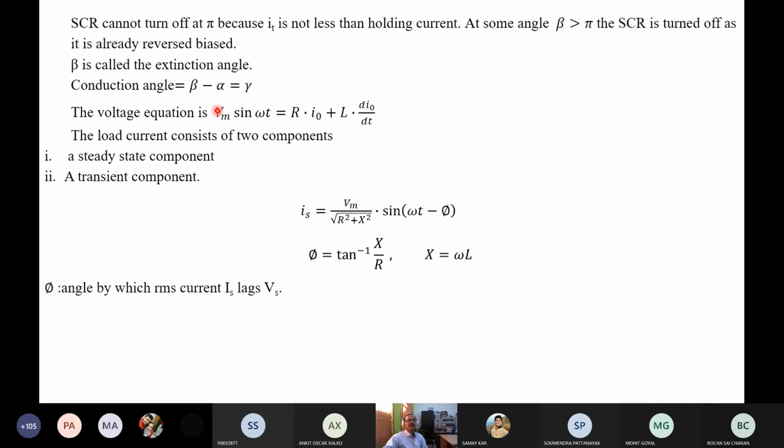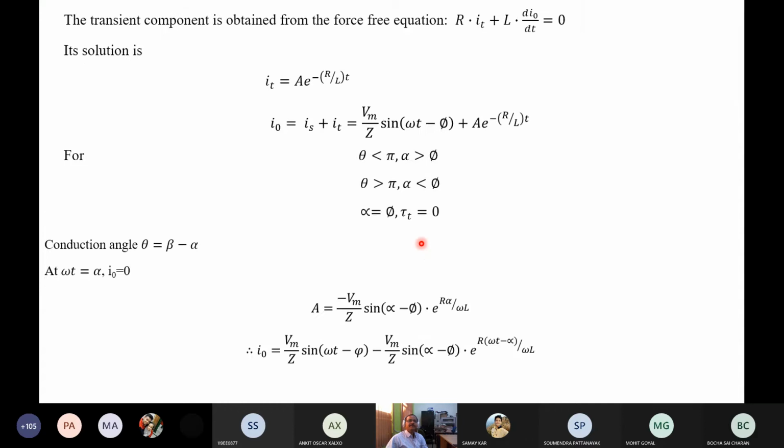So when the thyristor is on, the voltage equation is Vm sin omega t equals R i0 plus L dI/dt, the instantaneous voltage. So this is a first order differential equation. You must be very good in mathematics. The load current consists of two components, a steady state component and a transient component.